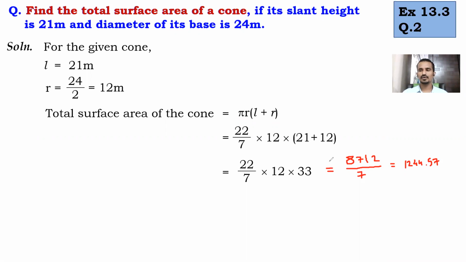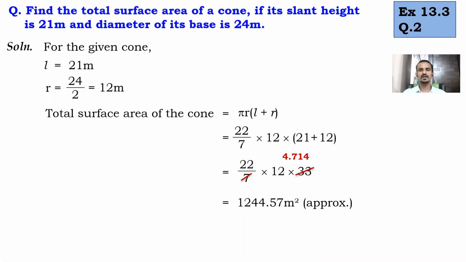Or if you don't want to multiply, there is one more way. Again, you're getting decimal. What you could have done is divide 33 by 7, and you get 4.714, and then you have to multiply. See, even in this case there is a decimal and there is multiplication. So better we multiply all the numbers and get it. So this is our final answer.